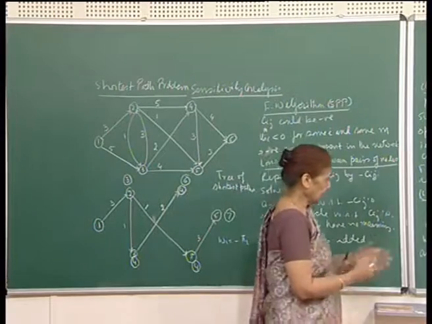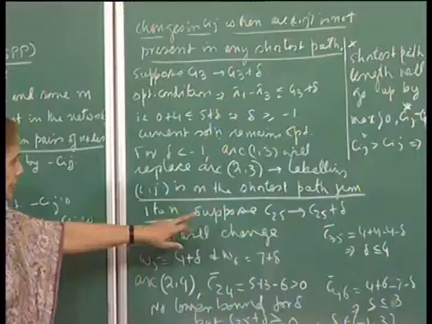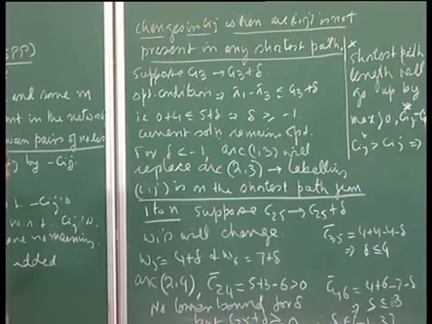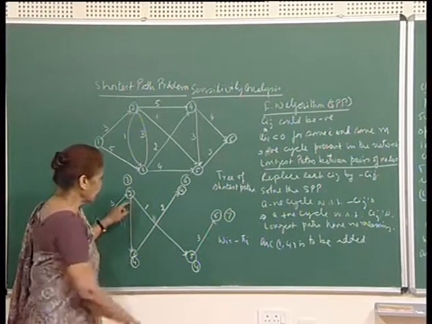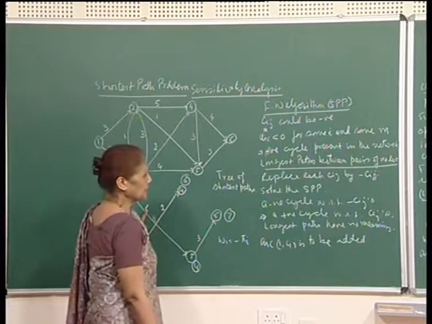Different cases, but the treatment is the same. Okay. So now what happens is that when C25, for example, take the arc 25, which is figuring on the main shortest path from 1 to 6. So 25 goes up from 1 to 1 plus delta.